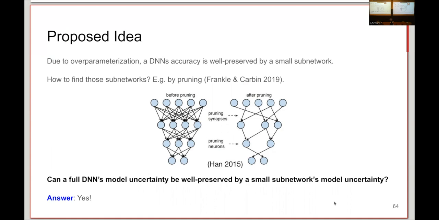Neural networks are actually very robust, and you can remove some of the connections in your neurons, and the predictions of the neural network can still be quite accurate. Maybe we could do something similar when we want to obtain uncertainties. Maybe we can ignore uncertainties in some of the weights, and then the quality of our uncertainties could still be quite accurate. And that's what we are going to do in this work.